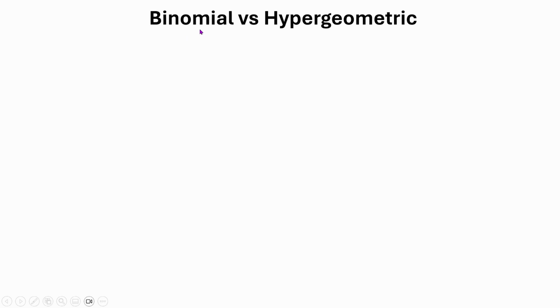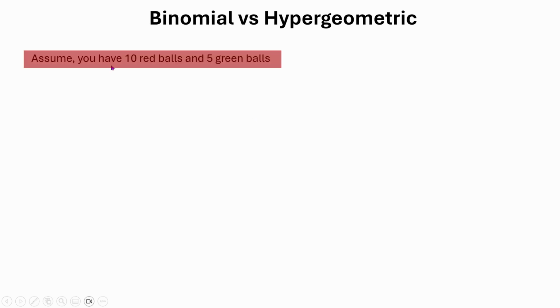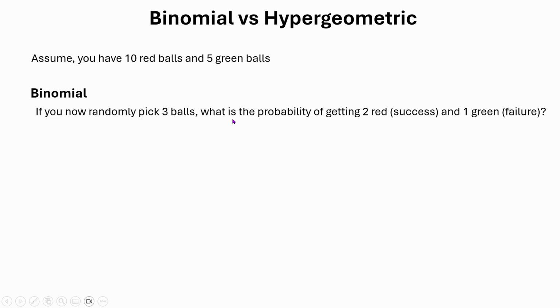Let's now talk about binomial versus hypergeometric. They also are very similar, but there is one fundamental difference and it is very easy to confuse them. So let's assume that we have 10 red balls and 5 green balls. In binomial distribution, what we are asking is, if you randomly pick 3 balls from these, what is the probability of getting 2 red and 1 green ball?